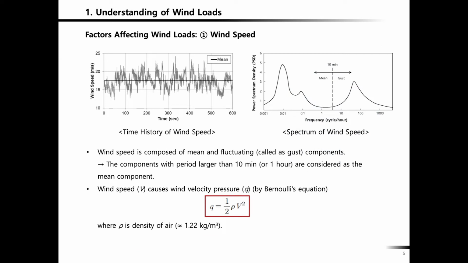Okay, first, wind speed. Wind speed consists of a mean component and then fluctuation. We call that gust. Okay, fluctuation. And components with a period larger than 10 minutes or 1 hour, like this one lasting about 10 minutes or maybe an hour, and then it becomes smaller, almost zero.